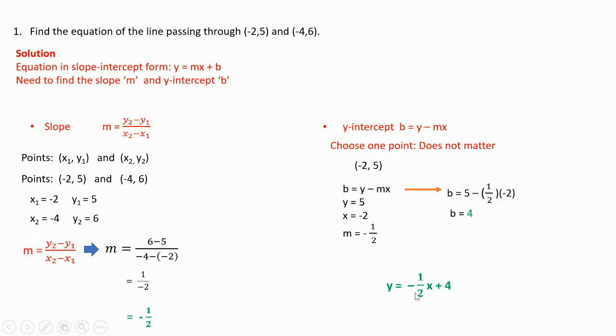So this is my result: y equals -1/2 x plus 4. Again, there should be a negative on the 1/2, but the b is correct, because -1/2 times -2 gives me a +1, and then 5 minus 1 gives us 4. So this is the equation that we're looking for: y equals -1/2 x plus 4.